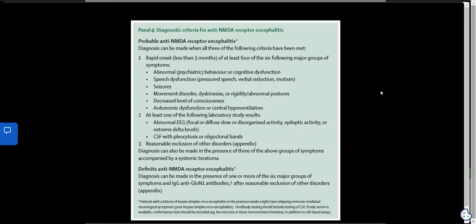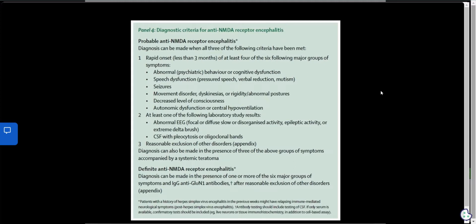So she has abnormal psychiatric behavior and cognitive dysfunction. She has speech dysfunction. And I also think she had a movement disorder, specifically orofacial dyskinesias, which are well described in anti-NMDA receptor encephalitis. In our particular patient, these were initially misinterpreted as being a symptom and sign of anxiety with lip biting, but on closer inspection were actually orofacial dyskinesias.